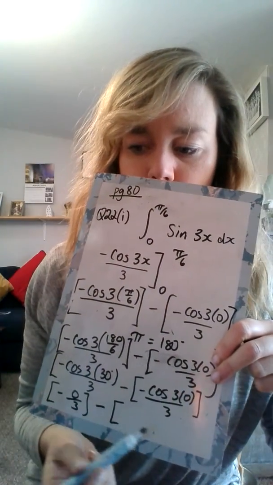And then over here, I'm going to put this into the calculator now. It's going to be cos of 3 by 0, which is just cos of 0, which is 1. So it'll give me minus 1 over 3. Like that.